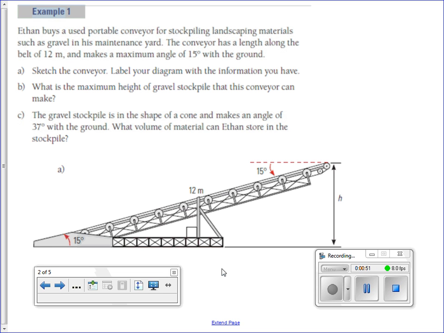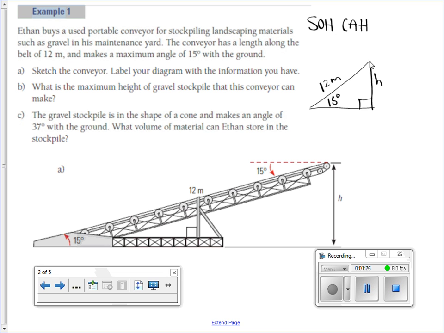So if we look at the triangle that we have, I'm just going to re-sketch it here. We have a length of 12 meters. We have an angle of 15 degrees, which makes a right angle here, and a height of h. In order to find the value of h, I need to know which of the three trig functions I should use in terms of sine, cosine, and tangent. And just to remind you, the acronym SOHCAHTOA can be used to help us remember the relationship.